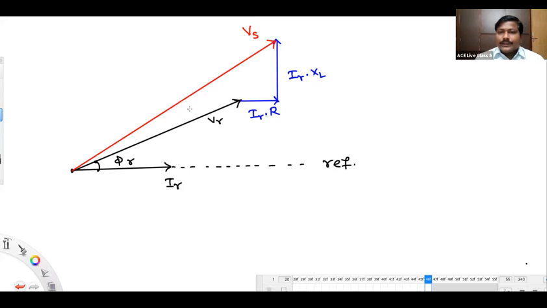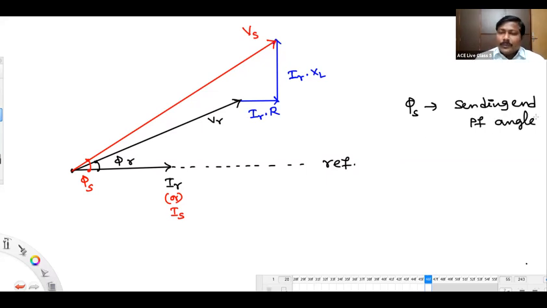Sending end voltage. Okay, next. Already you know sending end current and receiving end current are equal. So whatever the IR we have, that itself you can call IS. And the angle between VS and IS, this we are naming as the sending end power factor angle, phi s.